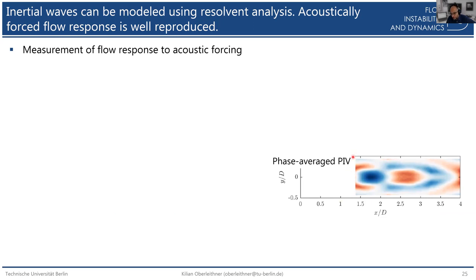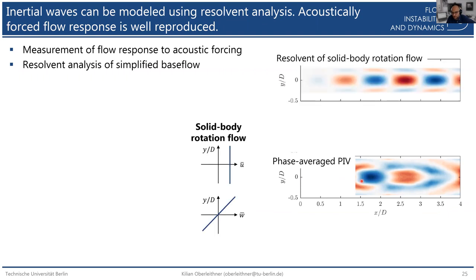So our PIV domain doesn't reach really far up into the swirler. So there's a bit of a regime where we don't have any information. And then downstream in the mixing duct, we get this wavy structure. So this is basically the response of our flow to the acoustic forcing.